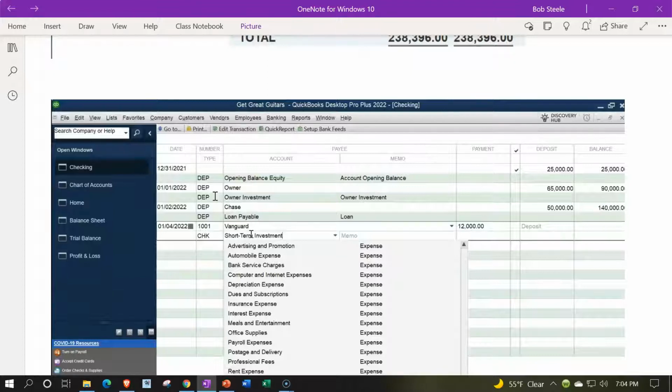We're going to go into the check register to do this. You could use a check form to do this, but I think it's often easier to go into the register. So I'm going to go to the Lists drop-down, Chart of Accounts, and double-click on the register. We're then going to be going into Vanguard. That's who the investment company is going to be in our mock problem here. We're going to be putting $12,000 in as a payment from the checking account. The other side is going to a short-term investment account, which is not yet set up.